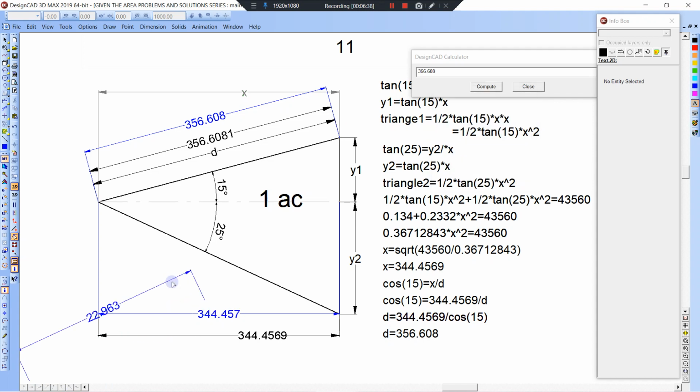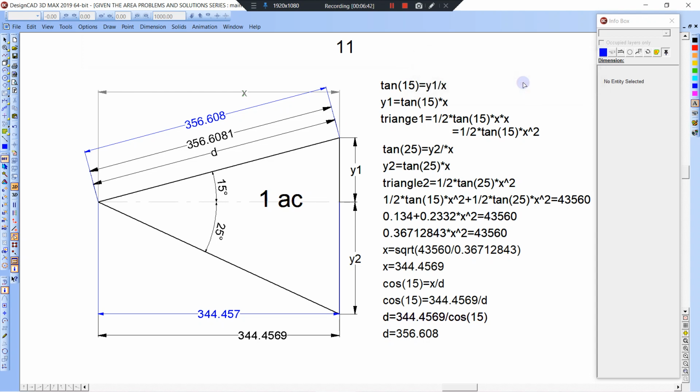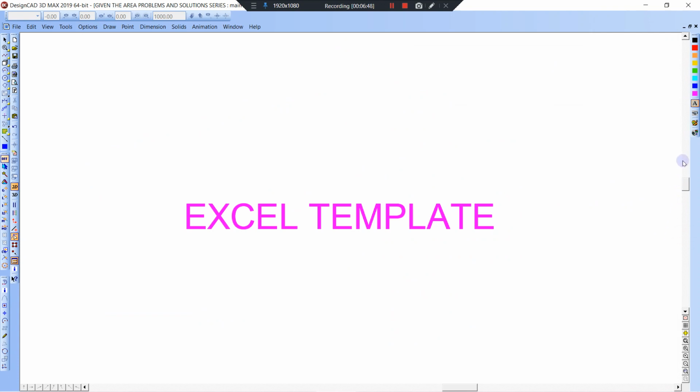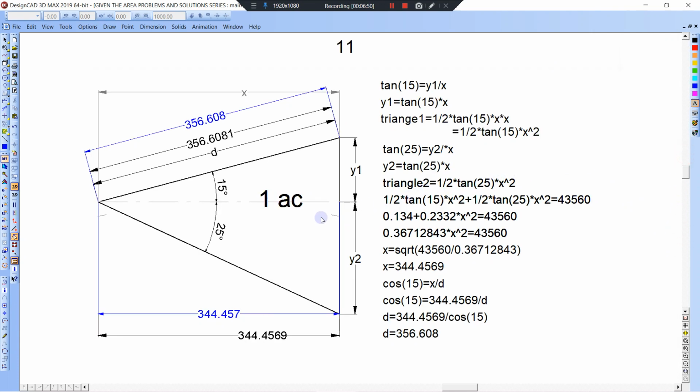In case I didn't mention it, or I did mention it at least a couple times, this is called DesignCAD 3D Max Plus. It's about $150, and it's a great CAD program, easy to learn. Actually, I like the fact that you can plug this information in, like cosine of 15. I'll show you.